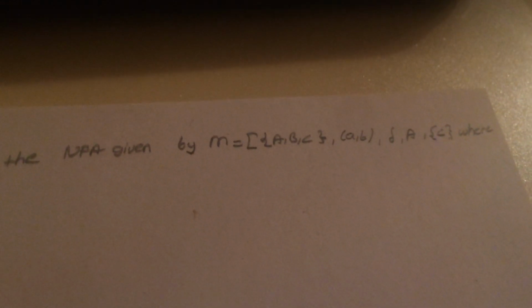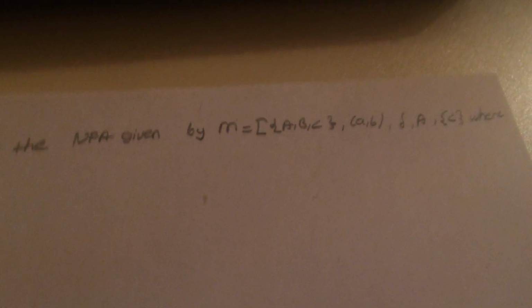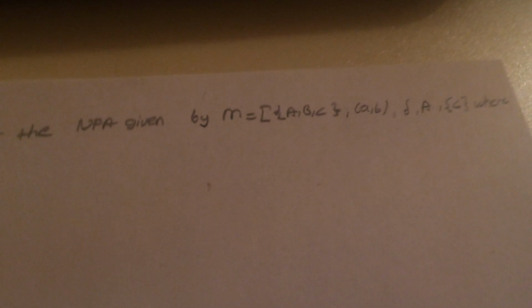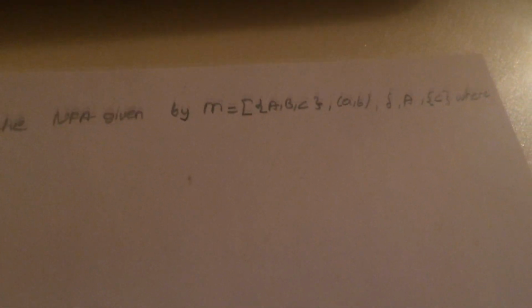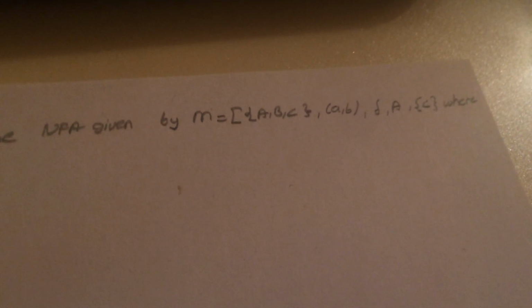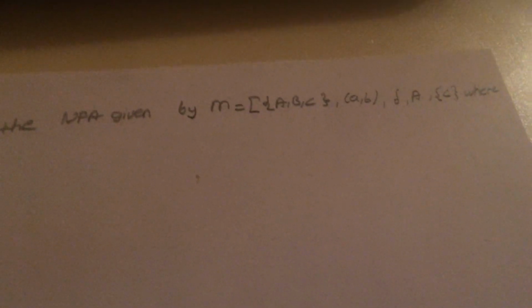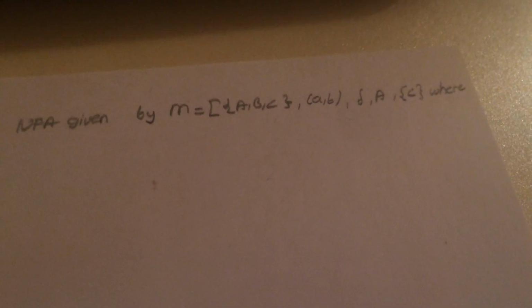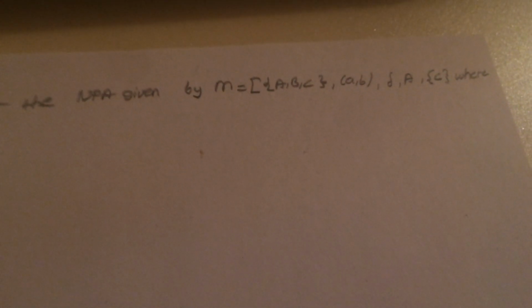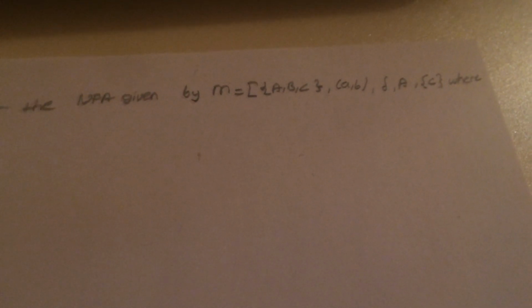The first term is A, B, C, which are our states. A, B is the input that corresponds to our transition. That delta symbol is our transition table. A is our first state and C is the final state.